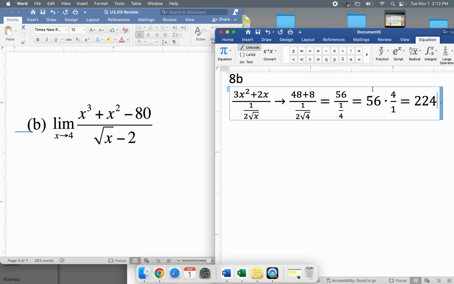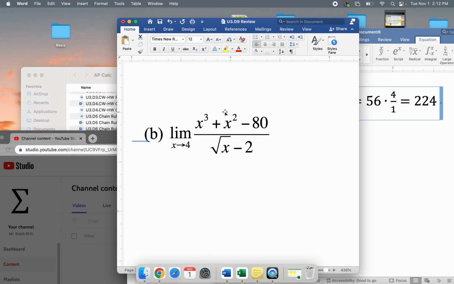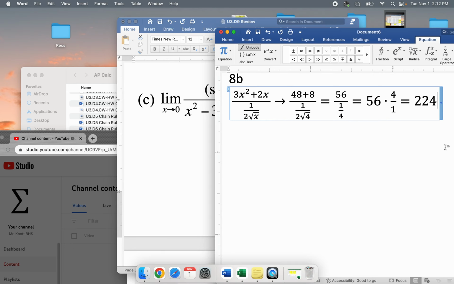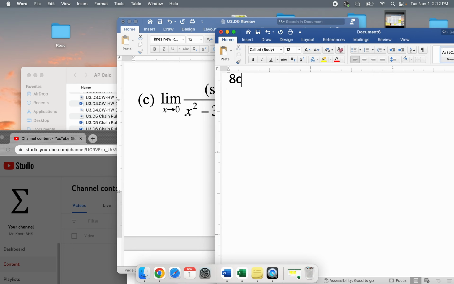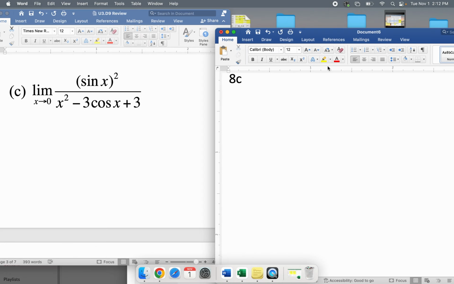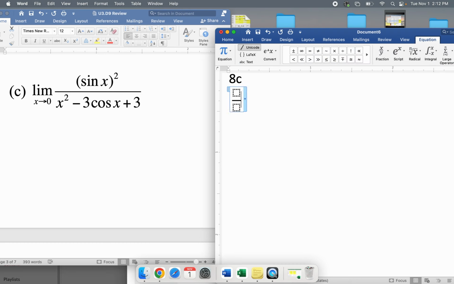Okay, cool. Great. So that is B. Moving on to C. Oh boy. Okay, so let's have a look. So 8C, we should plug the number in and make sure that we actually get 0 over 0 or something, right? So sine of 0 is 0, squared is still 0, cool.